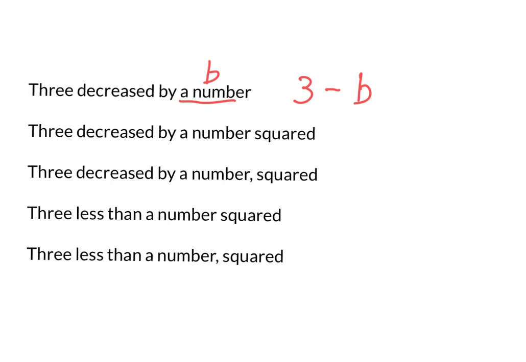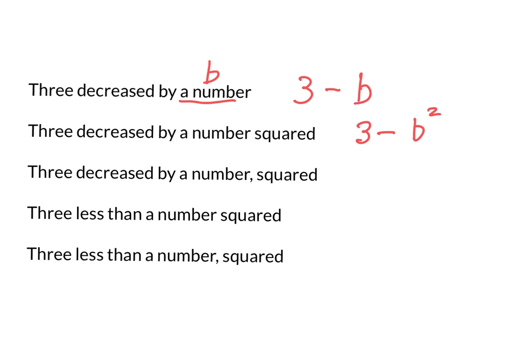All right. Now we have this, says 3 decreased by a number, so it's starting the same. So I'm going to have 3 decreased by a number, but it's not just a number this time, it's a number squared. So I have this unknown number that will be squared.